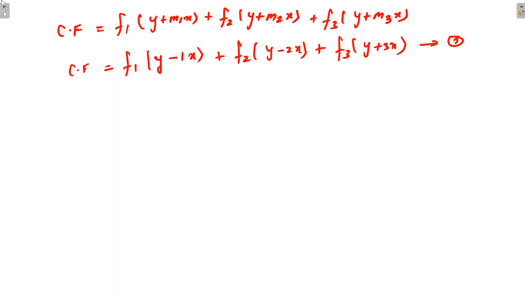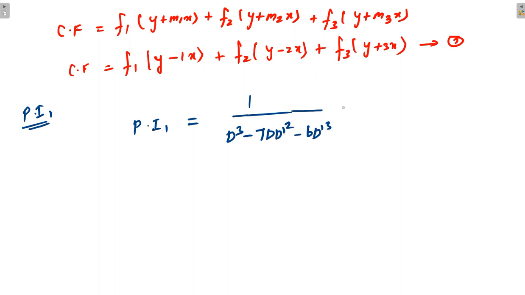Next, I am going to find particular integral 1. So the right hand side I have 2 functions. By using the first function, that means the trigonometry function, I am going to find particular integral 1. So PI1 equal to 1 by d power 3 minus 7 d dash square minus 6 d dash cube into sine x plus 2y. So by formula, try to find out.